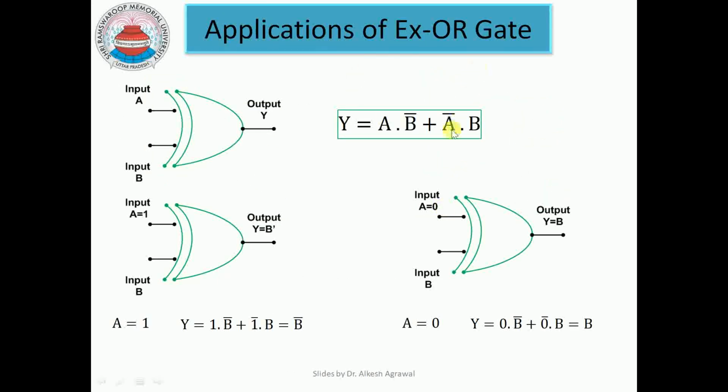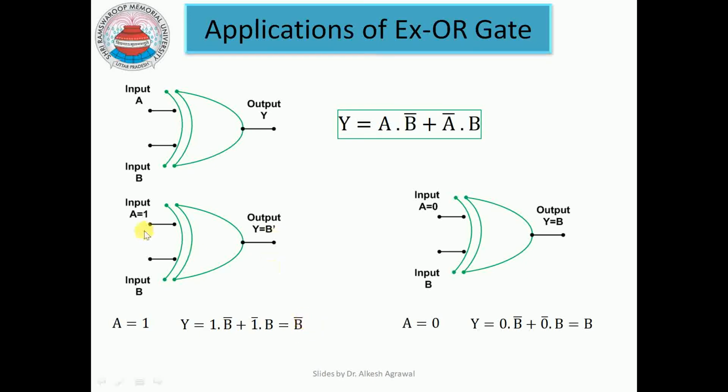Now we have some applications of the XOR gate. Here we can see this is an XOR gate, which is y is equal to a and b bar, or a bar and b. So the first application is, if one input is 1, at the output we get the inversion of the second input, that is b inversion. You can put a value of a as 1, so 1 and b inversion, or 1 inversion and b. So this is 0. What we get is 1 and b inversion, which is b inversion.